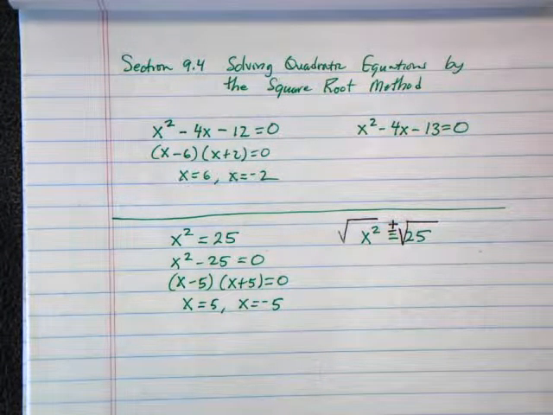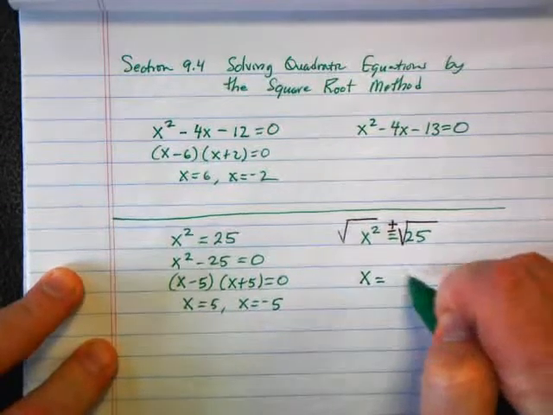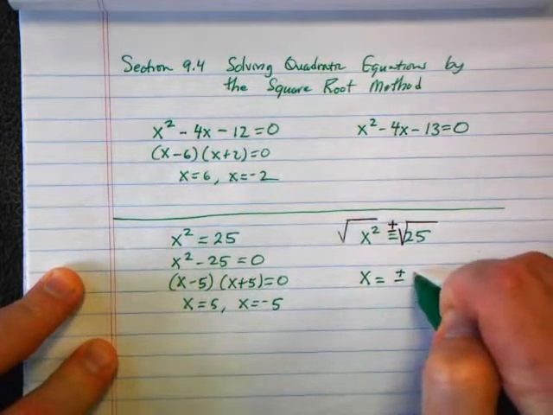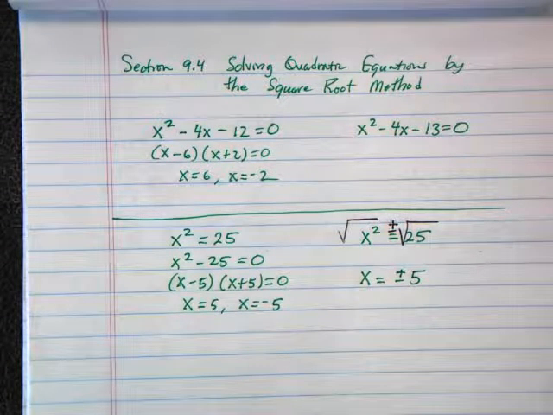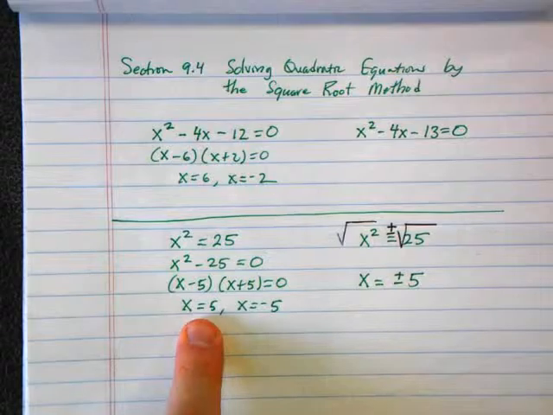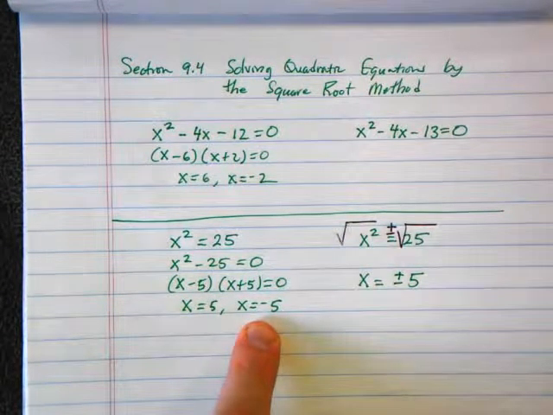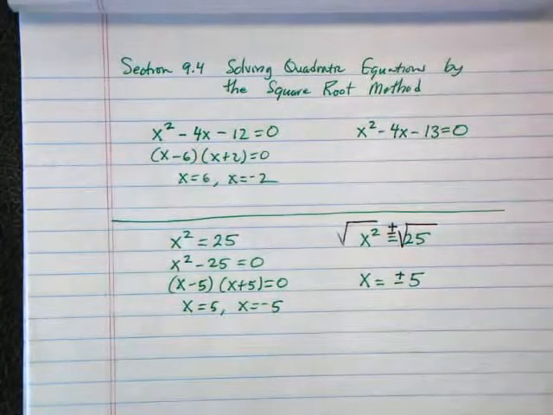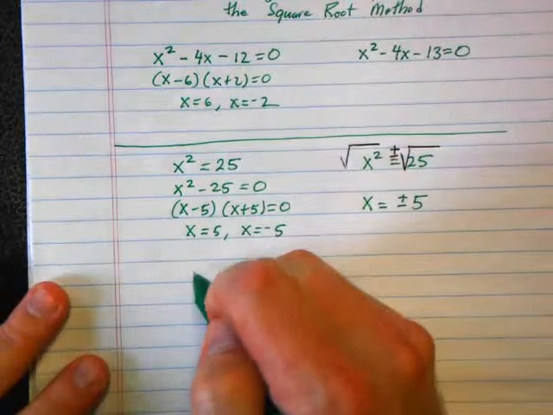So quite often we would write our answer as x equals plus and minus 5, because the square root of 25 is 5. So this symbol, x equals plus or minus 5, means exactly the same as this. It means x could be 5, x could be negative 5. Shorthand way for writing that. Well, that's helpful, because that now allows us to solve some quadratic equations that won't factor.